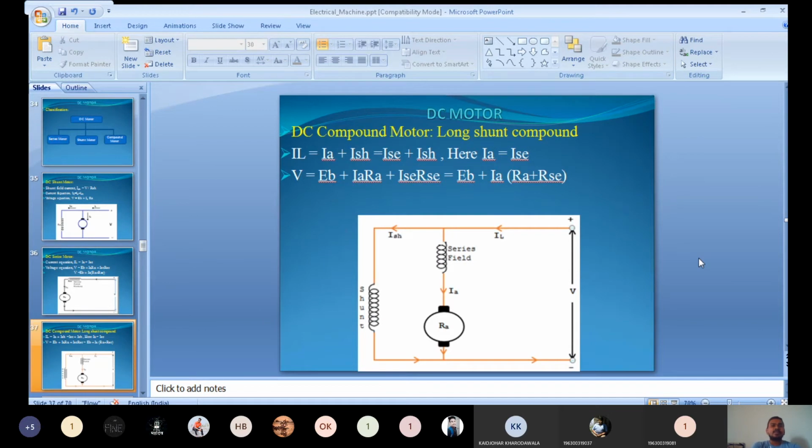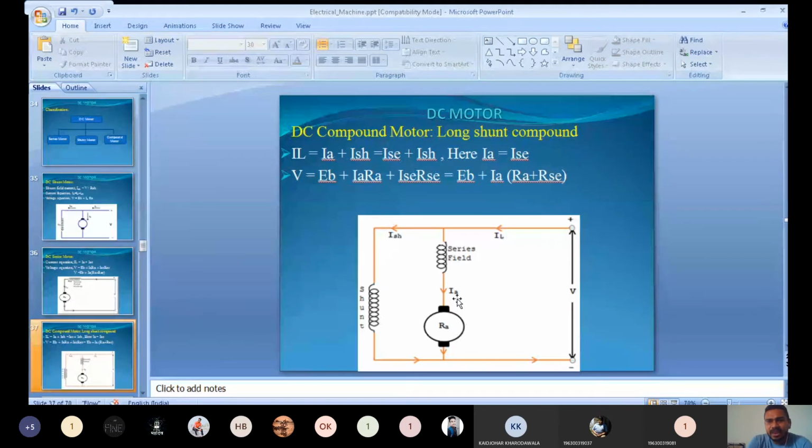Now next is a DC compound motor. DC compound motor means the motor which operates on DC and which has two field windings, series field winding and shunt field winding, is known as DC compound motor. This motor is a combination of series motor and shunt motor. So it is known as the DC compound motor.